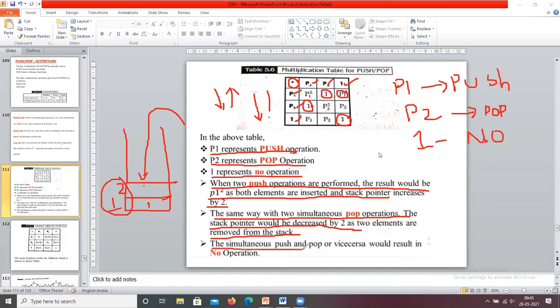So simultaneous push and pop, or vice versa, would result in no operation. That means 1 push, 1 pop. So this can be treated as no operation, which we represent with a 1. Similarly, this is the multiplication table for push pop.